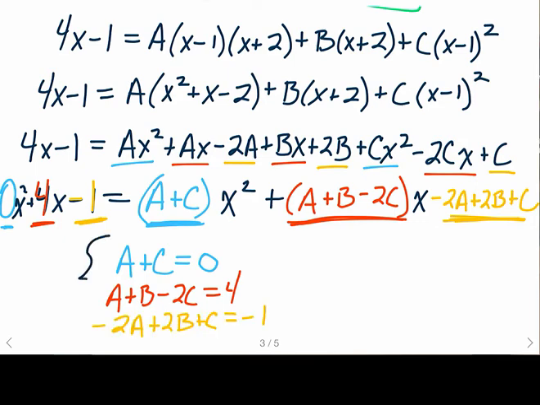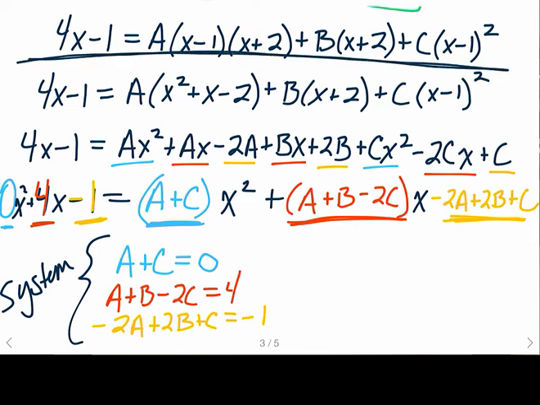And so here we now have this system. It's 3 variables and 3 equations, so it's something that's solvable. And in this particular case, sometimes it works out this way, there's a shortcut that we can take to get to our answer. Let's look at this equation that has the factors in it. 4x minus 1 is equal to a times the quantity of (x minus 1)(x plus 2) plus b times (x plus 2) plus c times the quantity of (x minus 1) squared.